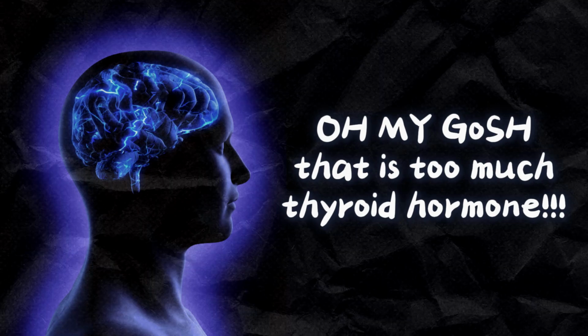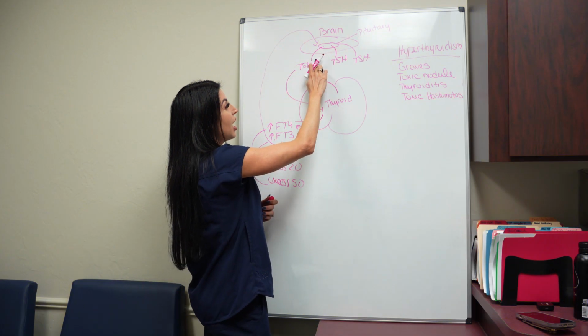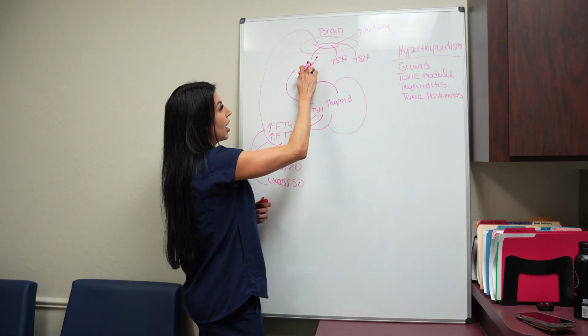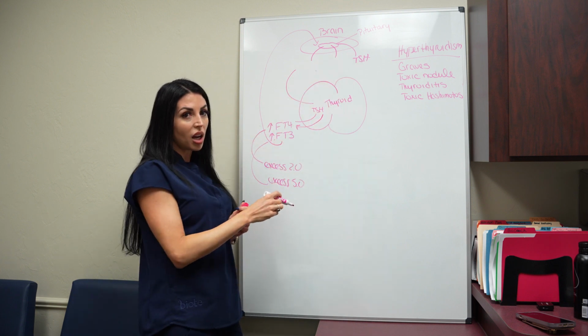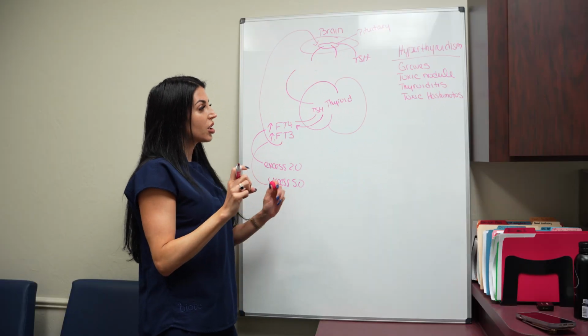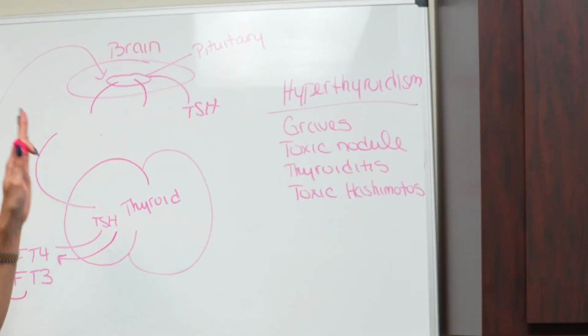that is too much thyroid hormone, and it should down-regulate TSH. So it should say, okay, I don't need any more of this. Let's stop making this. There's plenty of this in the blood. However, there are conditions, which I've listed over here, where this doesn't happen.